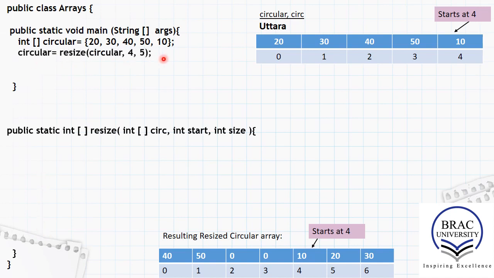Therefore, it should be called in this way from the main method. Once I've called the resize method, I'm passing the reference of the circular array, that is Uttara, then the start value 4 and the size 5. So when the method is called, circ will point at the array Uttara and will have the start and size values of this array, the values being 4 and 5. Once this method is executed, since I will return the newly created resized array, the reference of the new array will be stored in the variable circular.